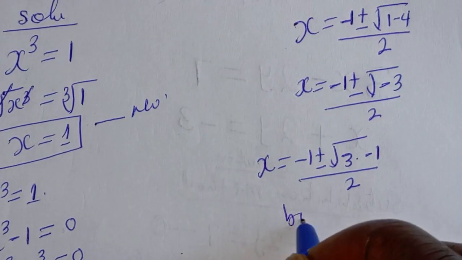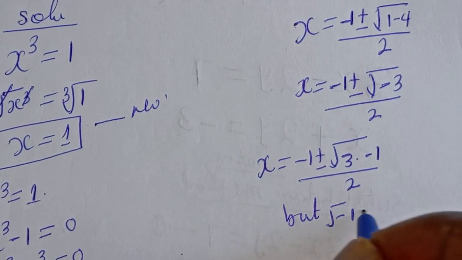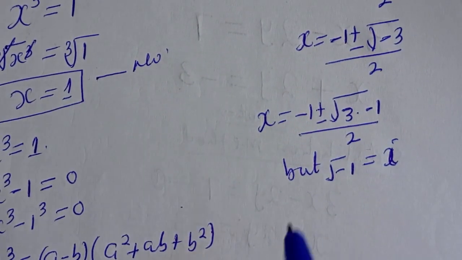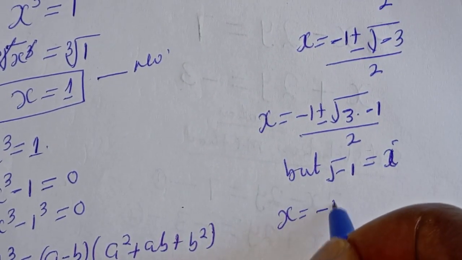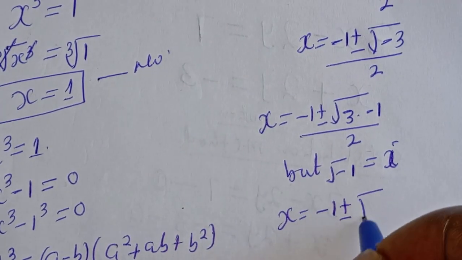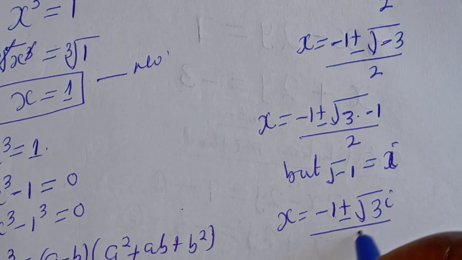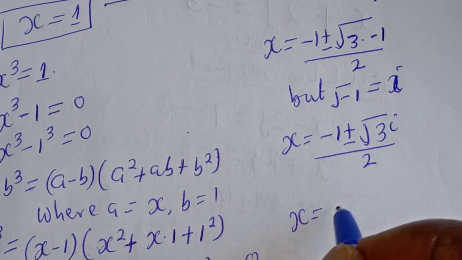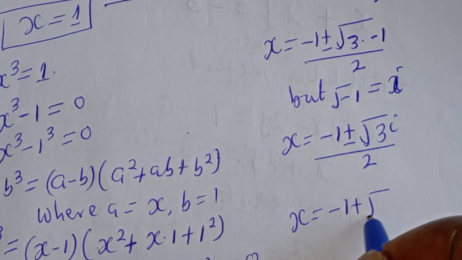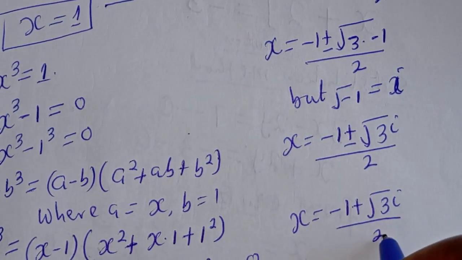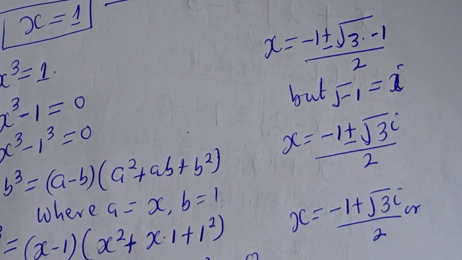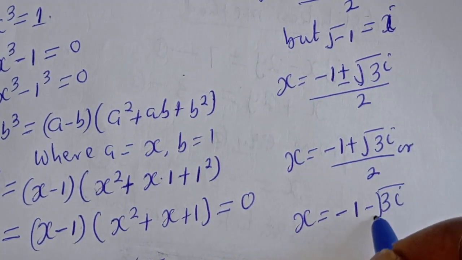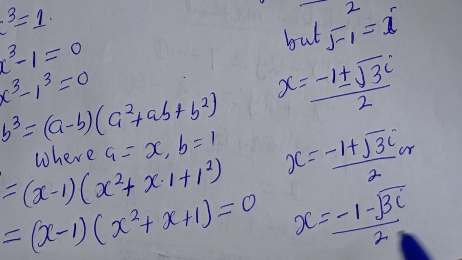But square root of minus 1 is equal to i. Then S is equal to minus 1 plus or minus square root of 3 i over 2. Therefore, S is equal to minus 1 plus root 3 i over 2, or S is equal to minus 1 minus square root of 3 i over 2.